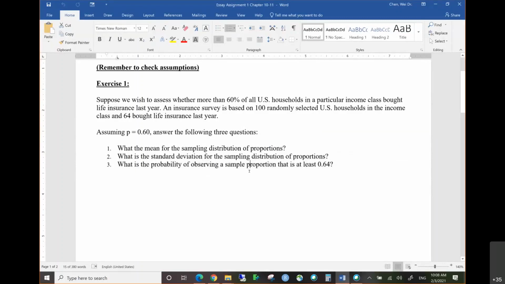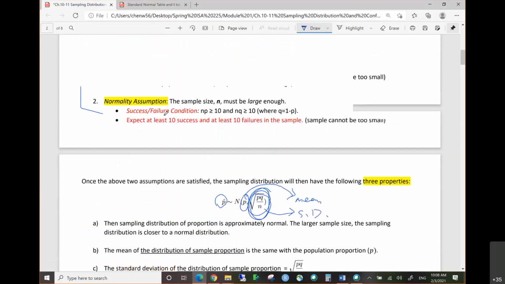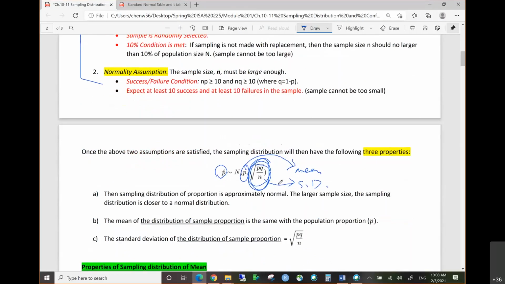Before you calculate the probabilities, before you know the mean and standard deviation of the sampling distribution, what do you need to do? Check assumptions, right? Only once both assumptions are satisfied do you have these properties. So these are the properties for the sampling distribution of proportions.